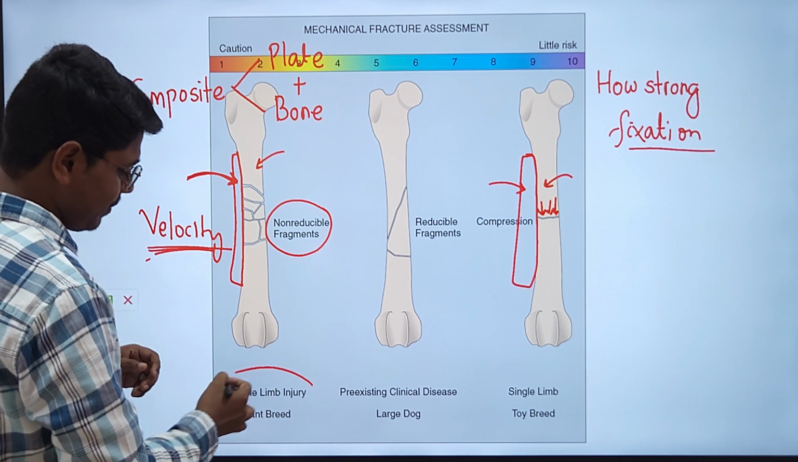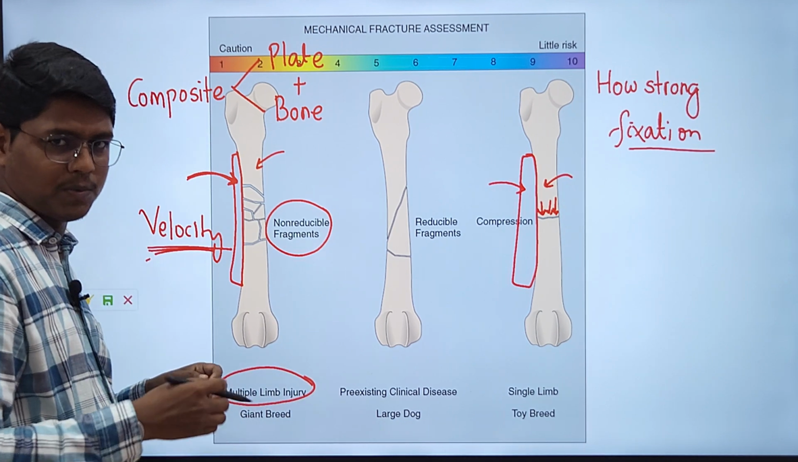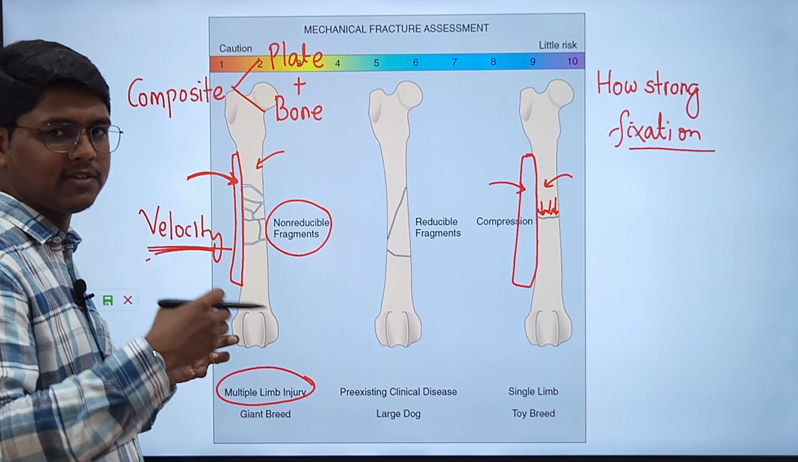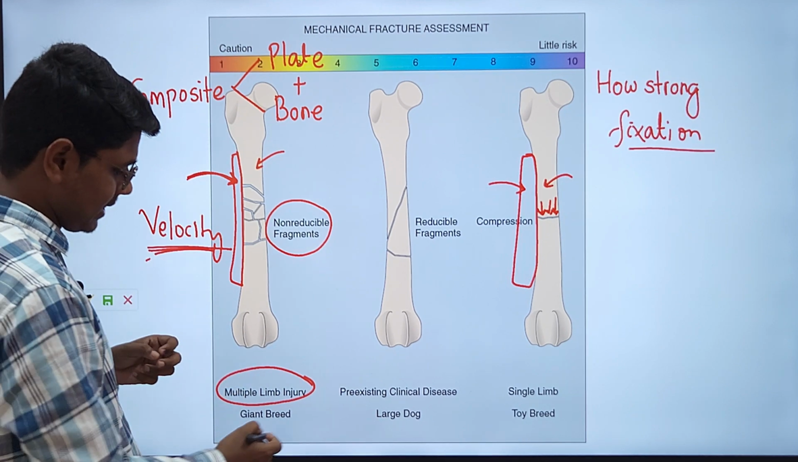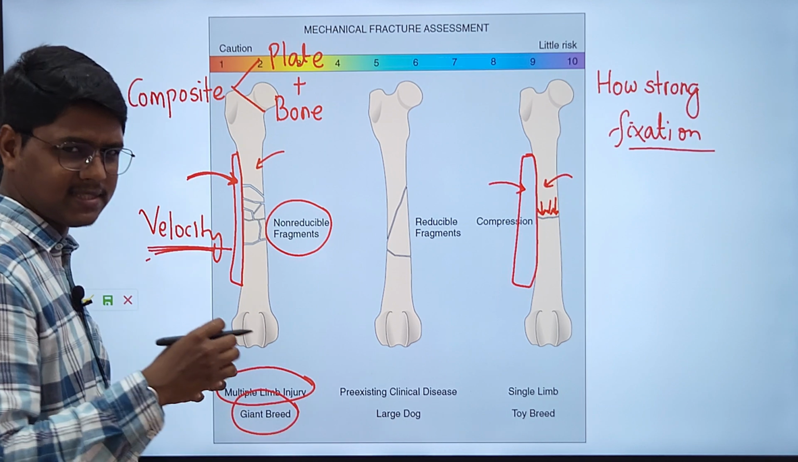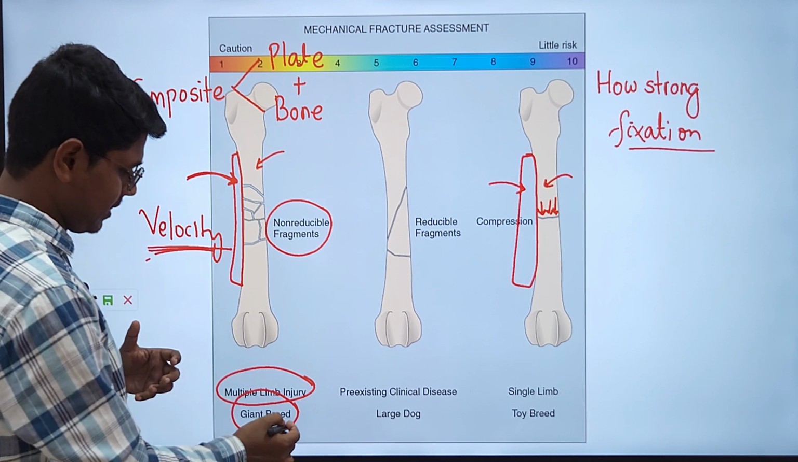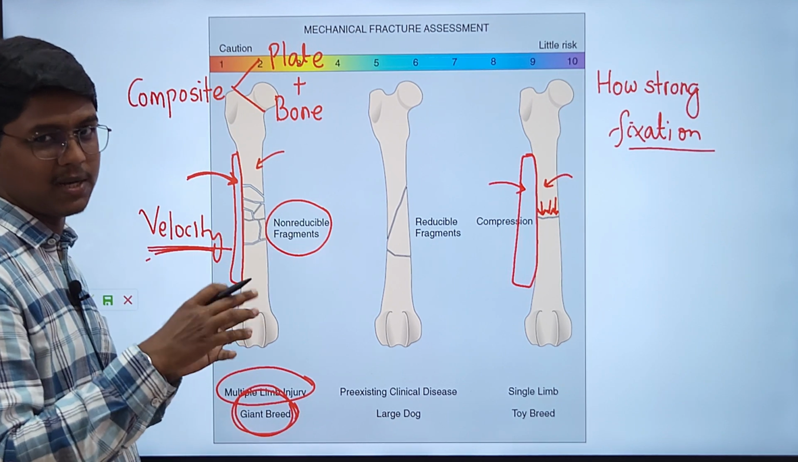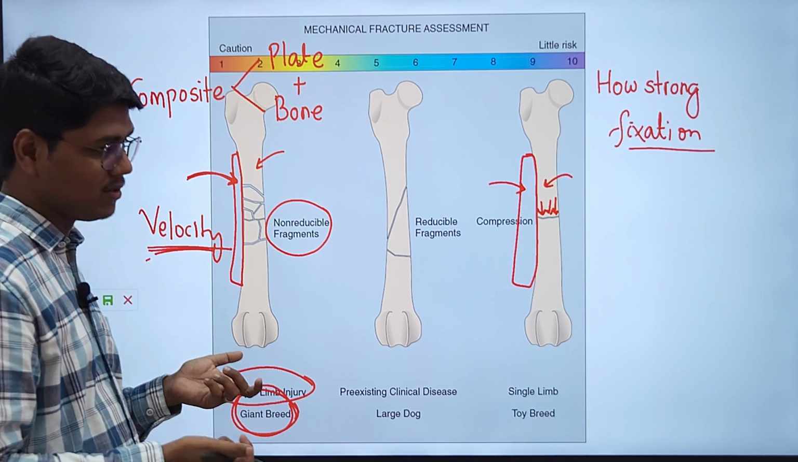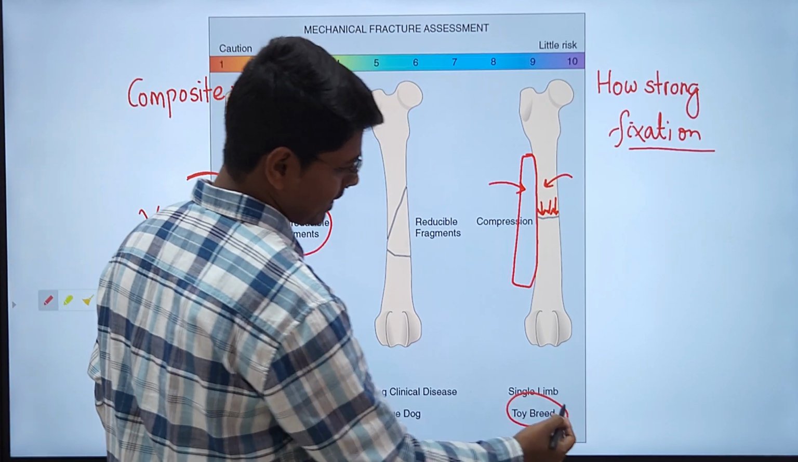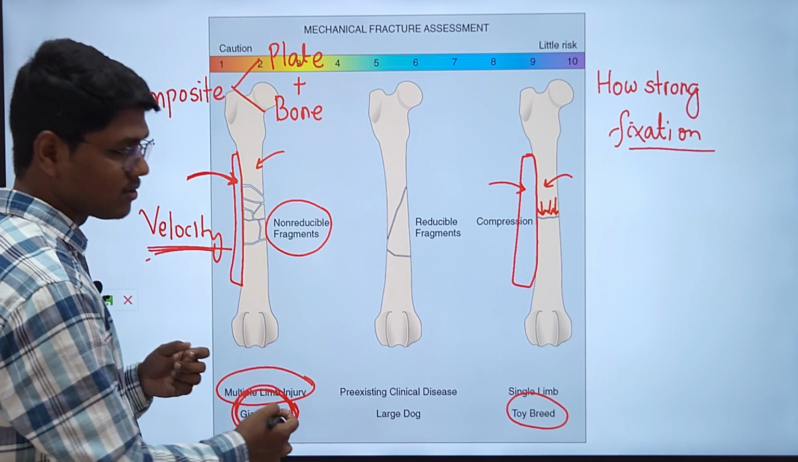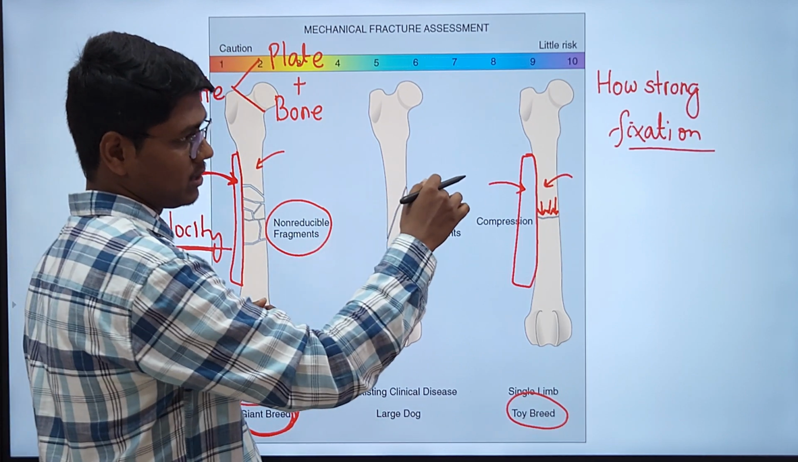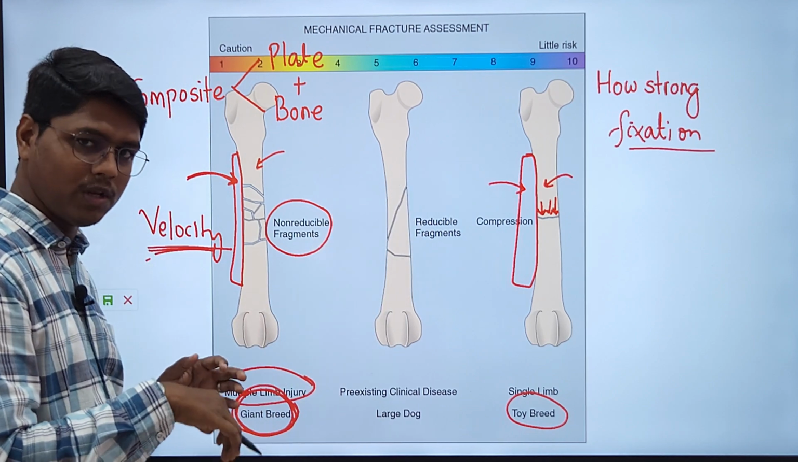Next is how many limbs are injured. Suppose multiple limbs, you need more rigid fixation systems. Okay, next is the patient size. Suppose a giant breed, you need a better fixation system. Otherwise the plate will bend or the pin will bend. Suppose you are using it in a toy breed like Pomeranian and in a Great Dane, there will be a difference.